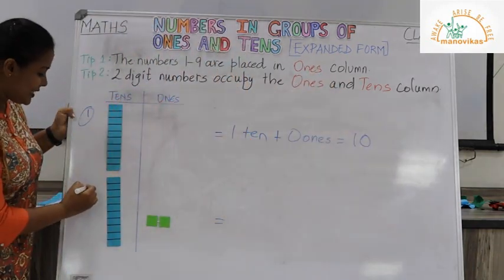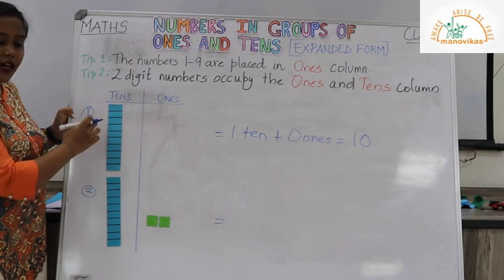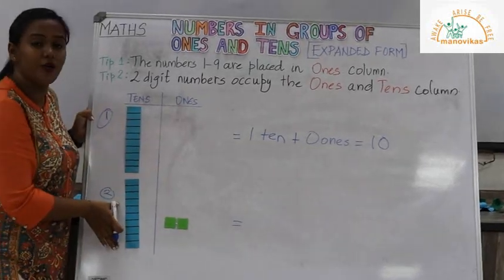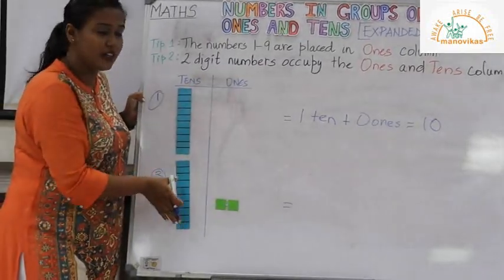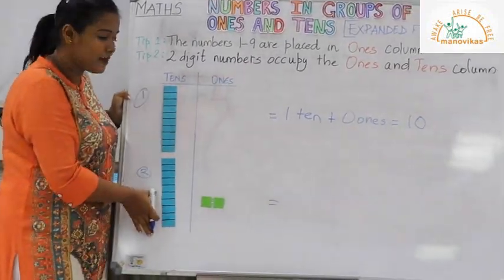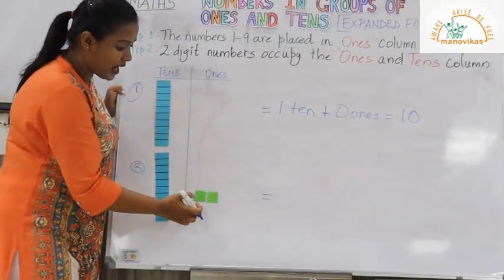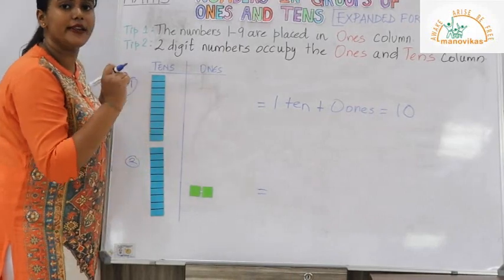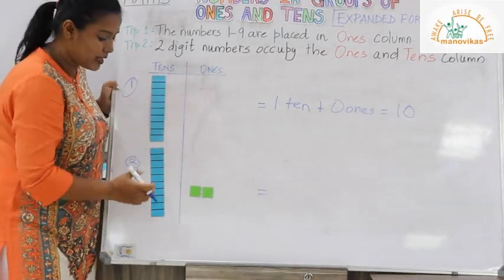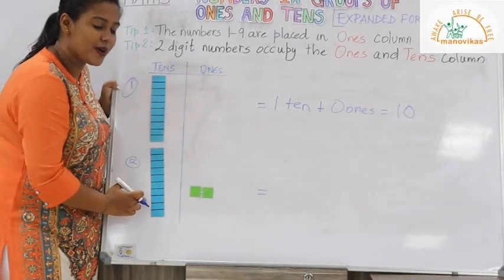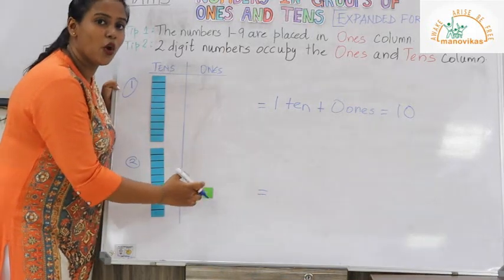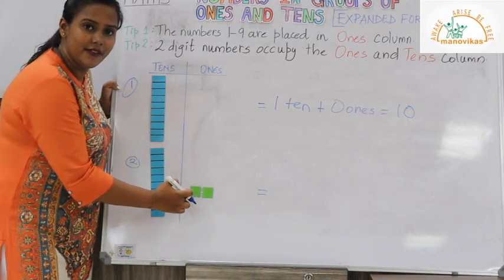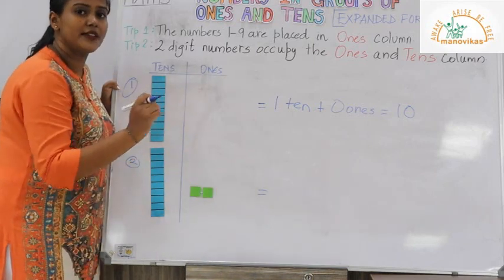Let us move on to the second example. Here again in the tens place we have a strip of 10 which will be counted as 1 ten, and in the ones place we have 2 squares. Each square shows one number. So how can we read it? 10 plus 2, or we can also say it as 10, 11, 12. So we get the number 12.